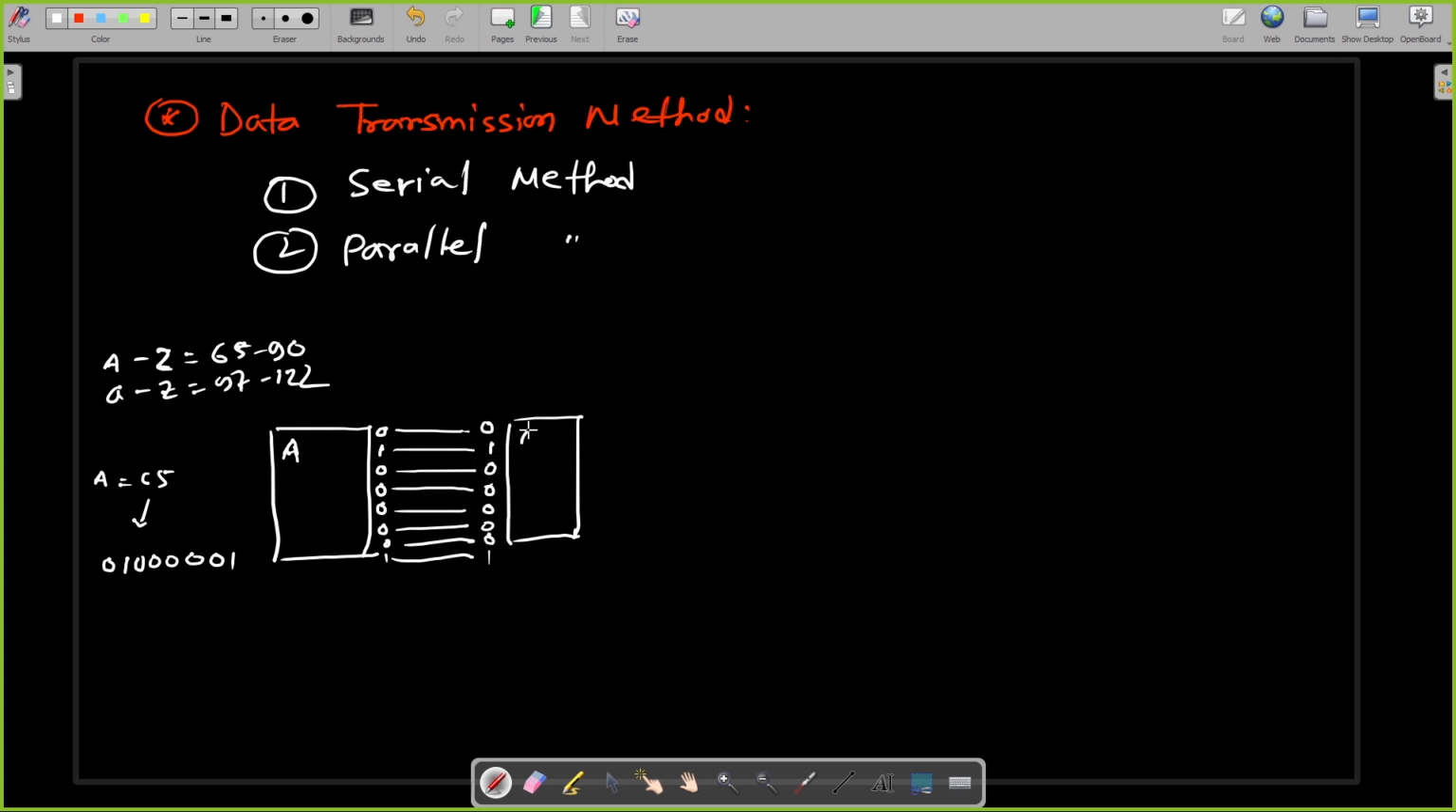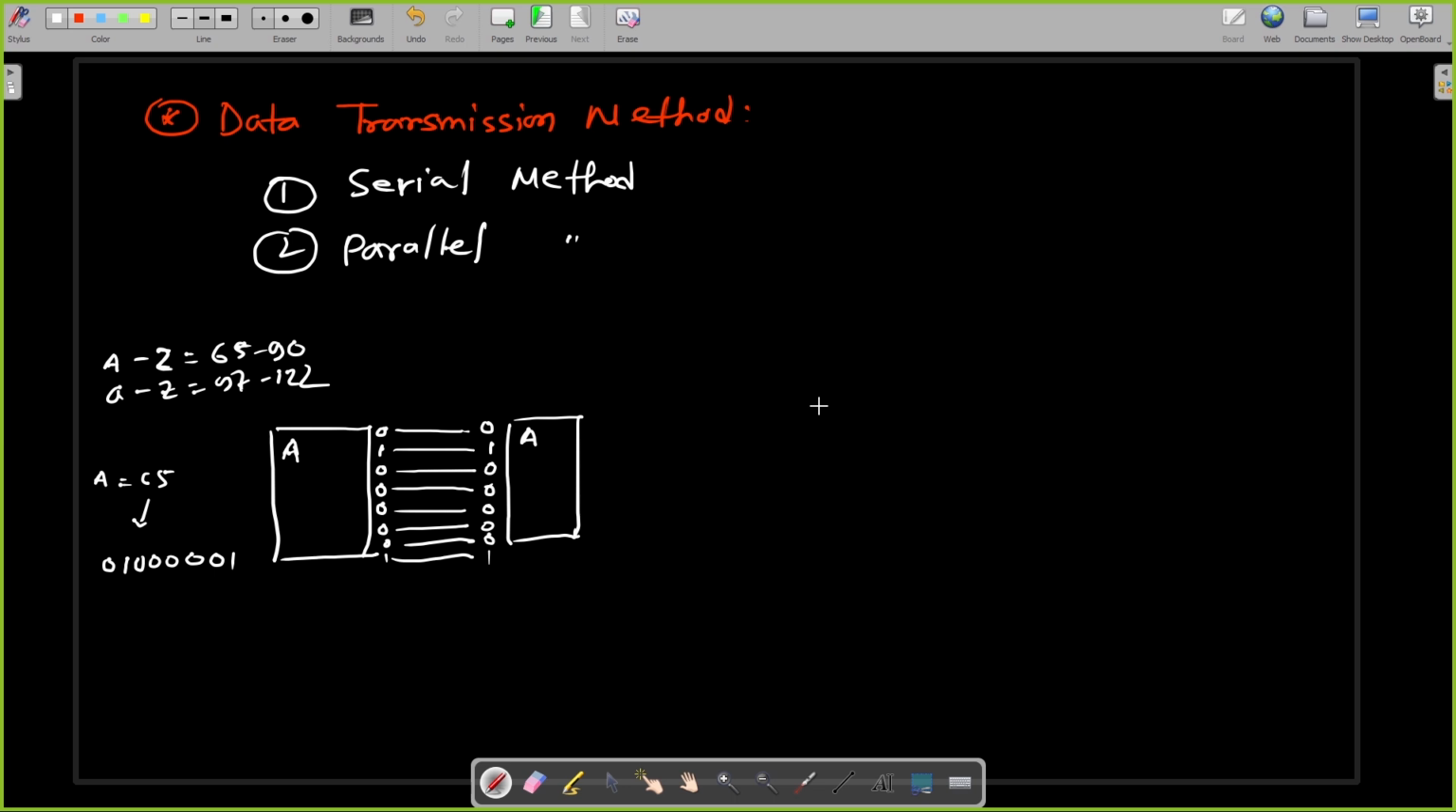Then our mobile can receive this A. Okay, so that means in a parallel data transmission system, you need a different line for different bit. Here are 8 different lines for 8 different bits. If you have 16 bits, you need 16 different lines for transferring those bits. So if you have n amount of bits, you need n amount of lines. So this is how the parallel method works.